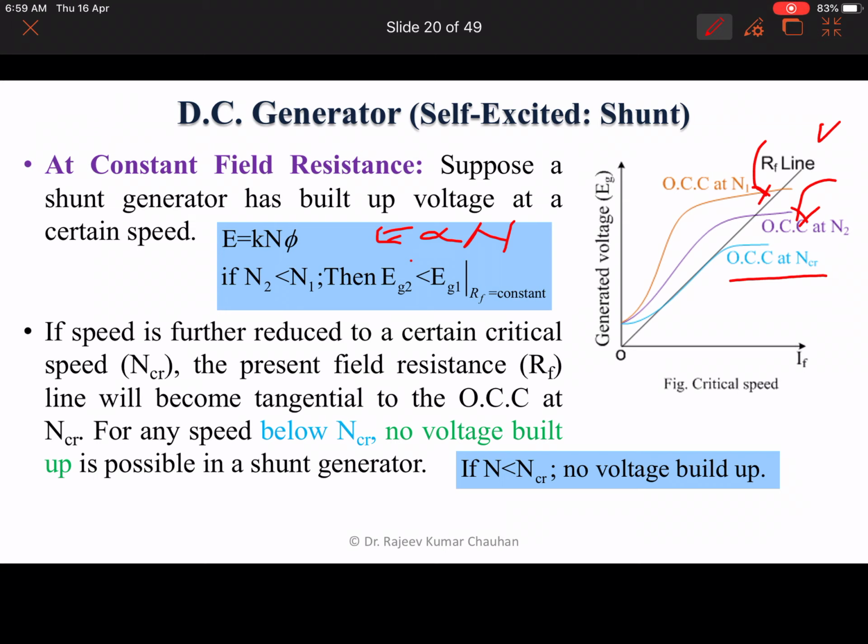If the speed is further reduced from N2 to a certain critical speed NCR, the present field resistance RF line will become tangential to the OCC at NCR. For any speed below NCR, no voltage build up is possible in a shunt generator. If N is less than NCR, no voltage will be built up.